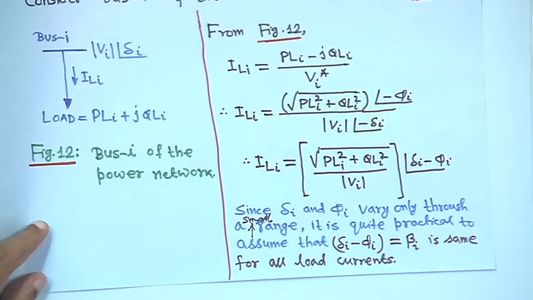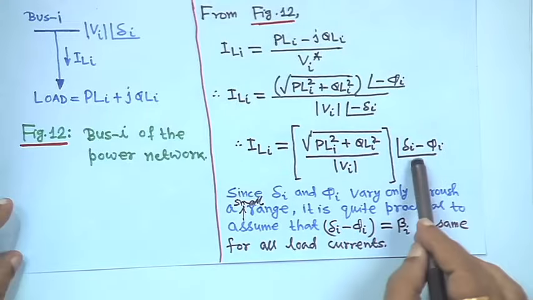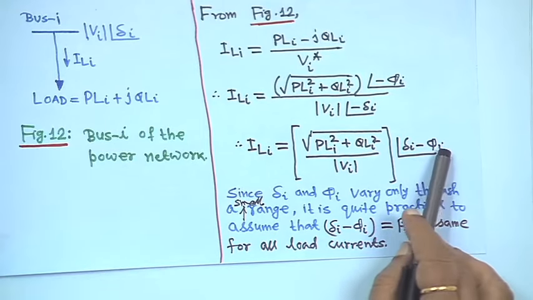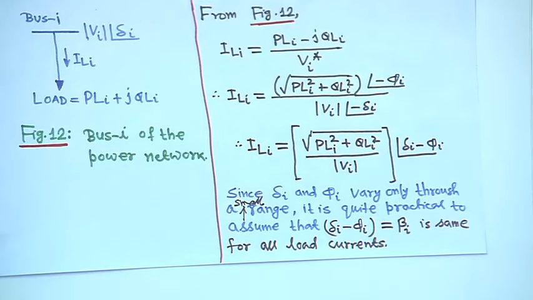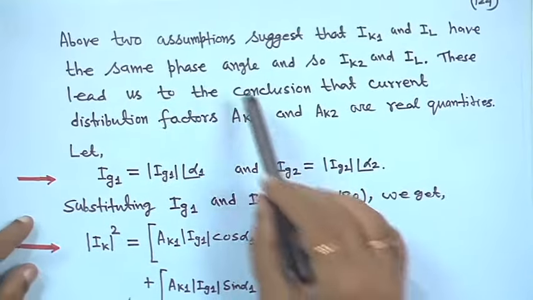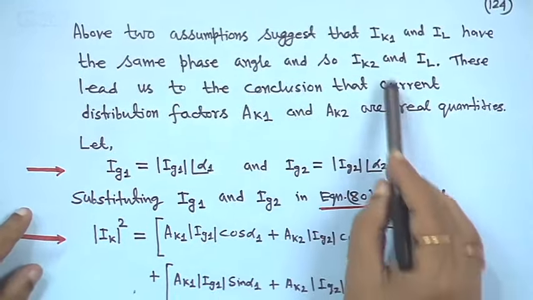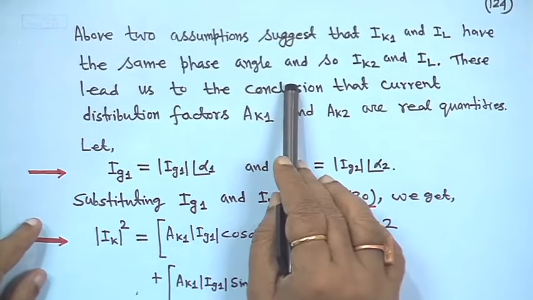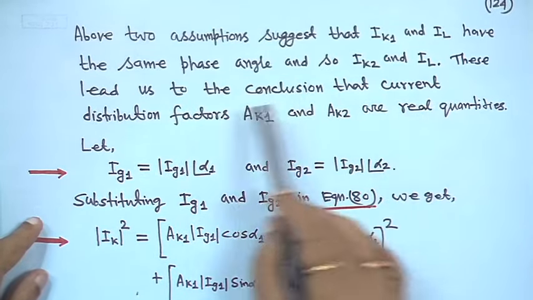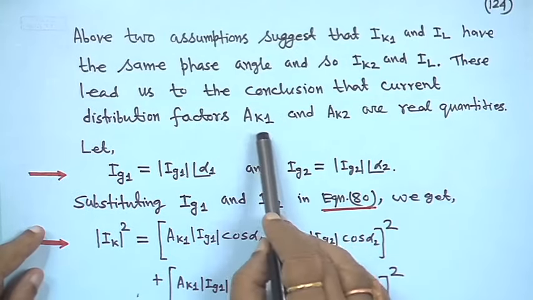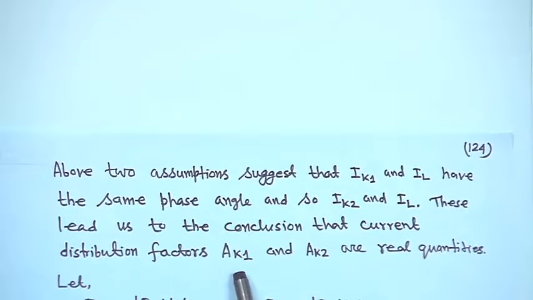That means AK1 equal to IK1 upon IL, or AK2 equal to IK2 upon IL, will become real quantities, since we assume the angle is the same for all the load currents. So, AK1 and AK2 both are real numbers. That is why I have written here that the above two assumptions suggest that IK1 and IL have the same phase angle, and so do IK2 and IL. This leads us to the conclusion that the current distribution factors AK1 and AK2 are real quantities. Thank you, again we will come back.